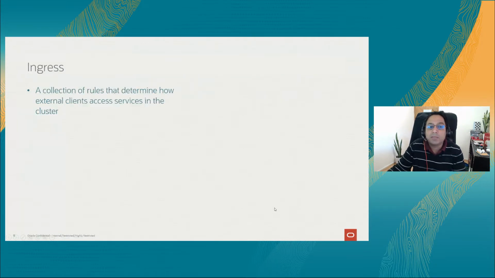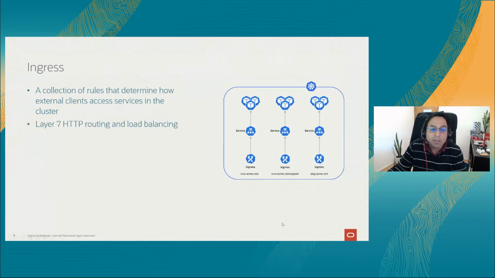So let's look at what an ingress is first. An ingress is basically a collection of rules that determine how external clients access services in the cluster. It provides basically layer 7 HTTP routing and load balancing. This can be based on host. For example, here I want to access www.acme.com, and I want to make sure that when I'm using this URL to access the application, my request gets directed to this set of pods.